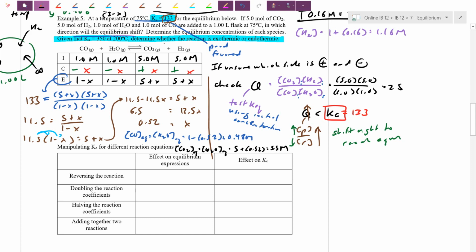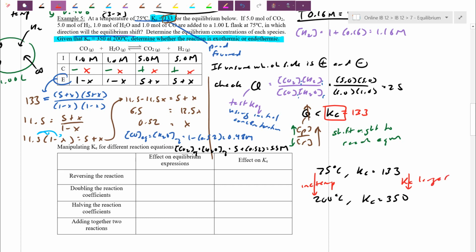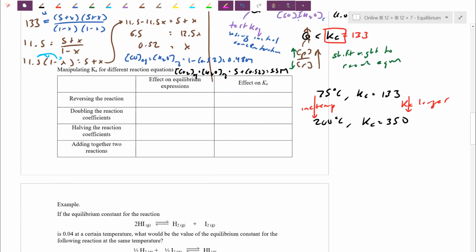Well, let me just list it for you. I know at 75 degrees, my Kc was 133. I know when I increase that temperature to 200 degrees, I notice that my Kc becomes 350. So from those numbers, which is it? When I increase temperature, the Kc gets larger. We saw a couple lessons ago, now we come full circle. It was either only for endothermic or exothermic. If it completely confuses you, just guess, okay?